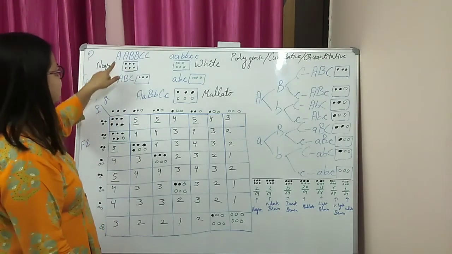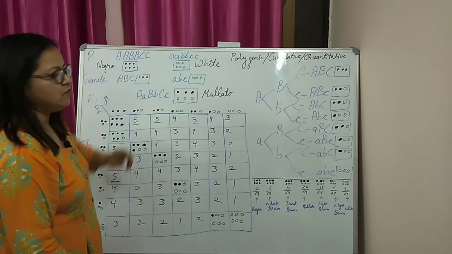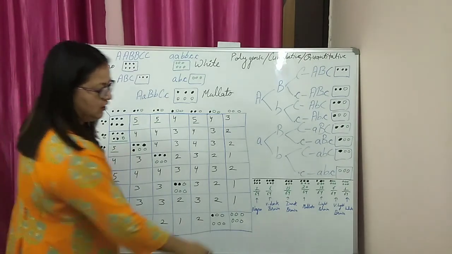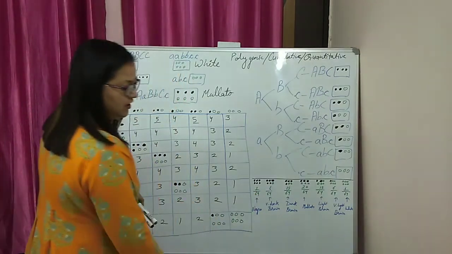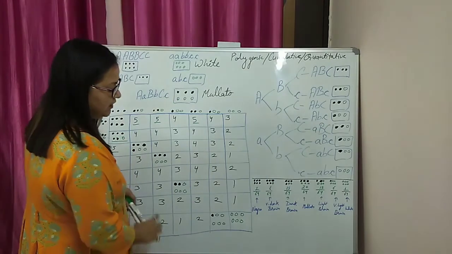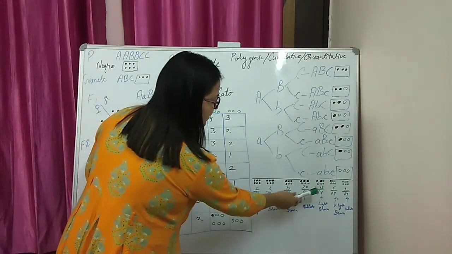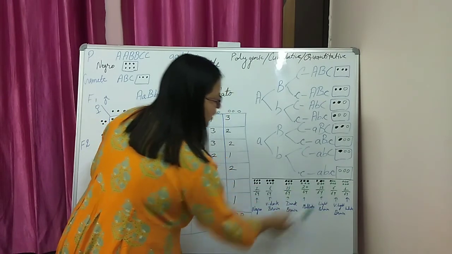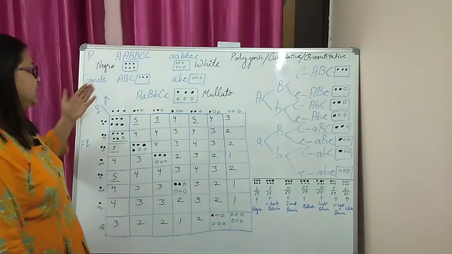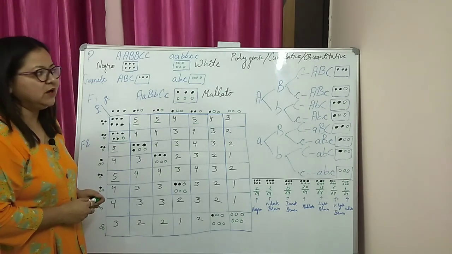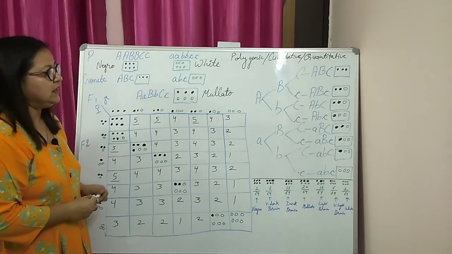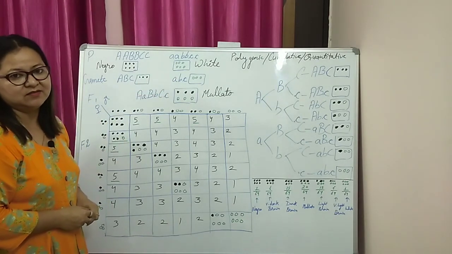More than one gene is responsible for a single trait. So the phenotypic ratio in the F2 generation is 1:6:15:20:15:6:1. So this is all about the cumulative or quantitative polygenic inheritance. Thank you.